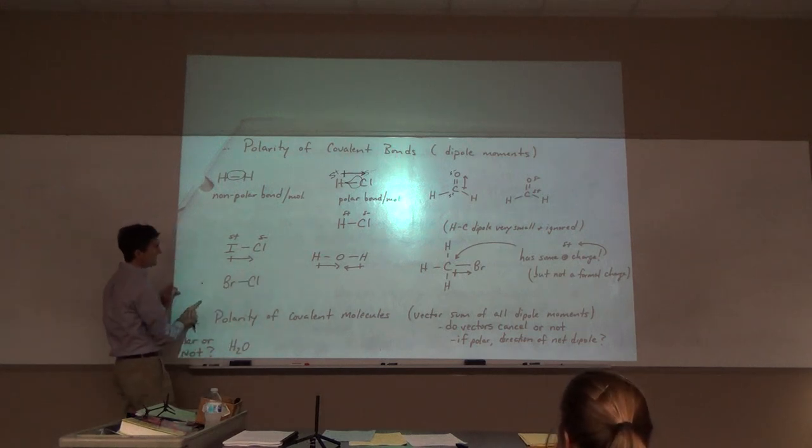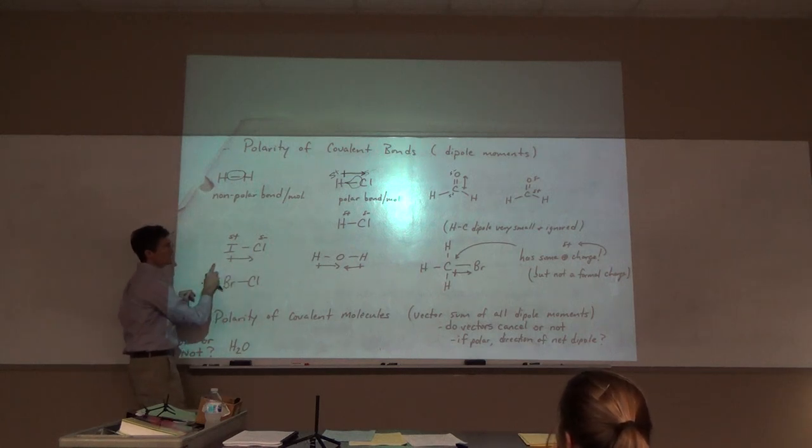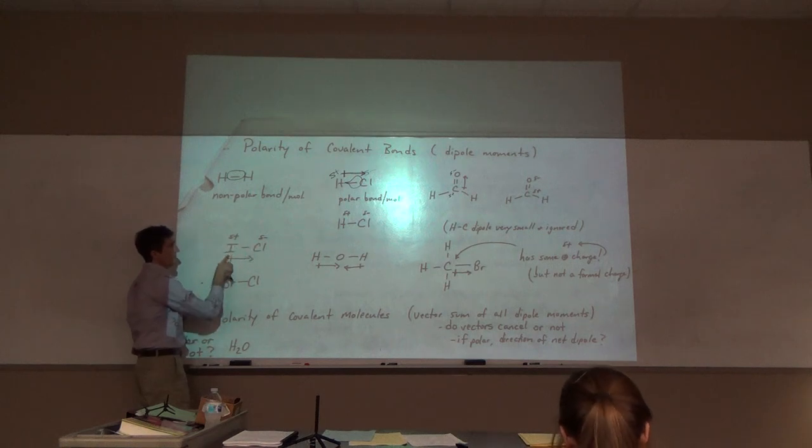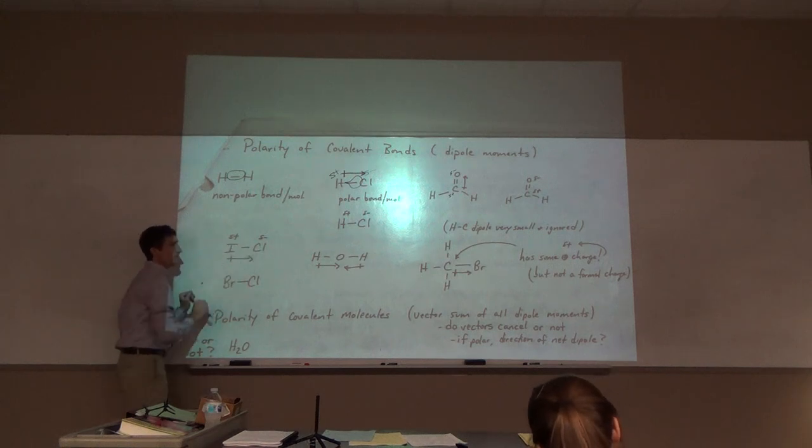Just a couple of other examples. Diatomic molecule, which is more electronegative, iodine or chlorine? Chlorine, periodic trend, higher, okay. Chlorine's greedy, it pulls, leaving iodine partial plus and chlorine partial minus.